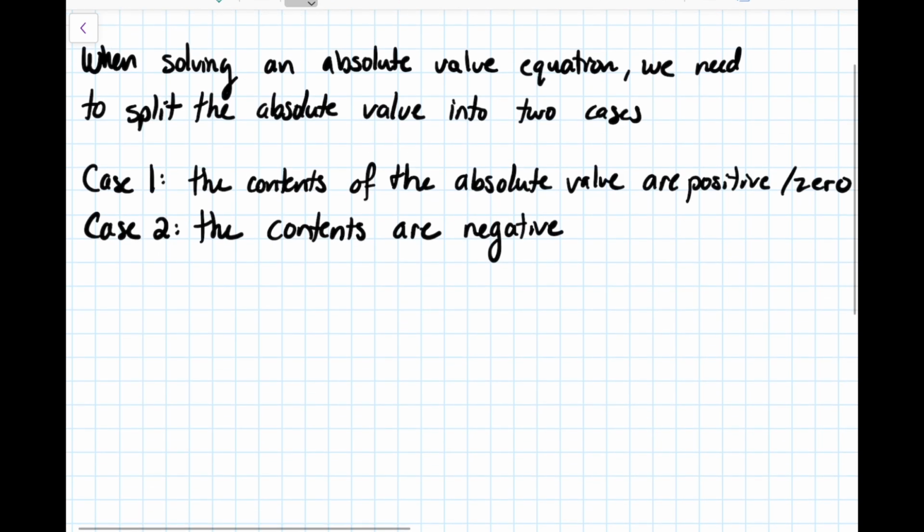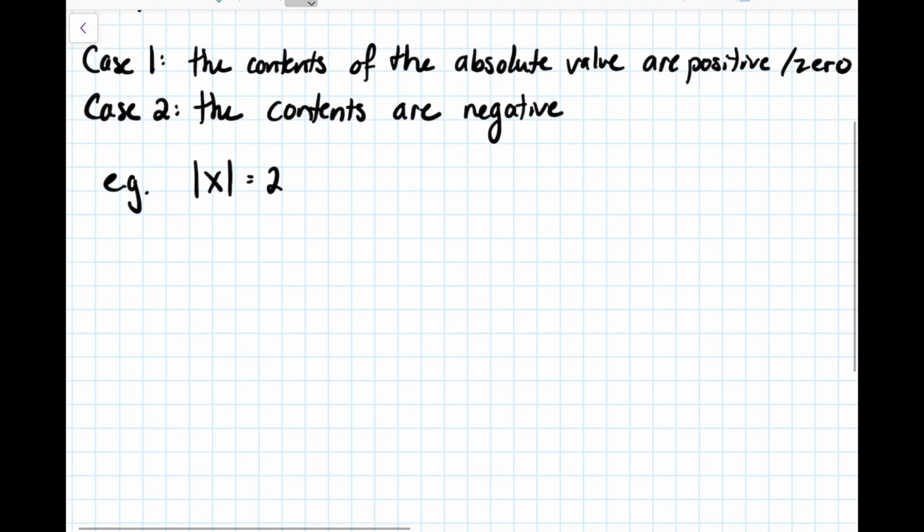So let's look at a pretty basic example. If we had something like, say, the absolute value of x equals 2, you can probably just look at that and figure out what the numbers are, right? Well, the absolute value of 2 is 2, and the absolute value of negative 2 is 2. So we've got two possible answers here. But let's see how we can actually get those properly.